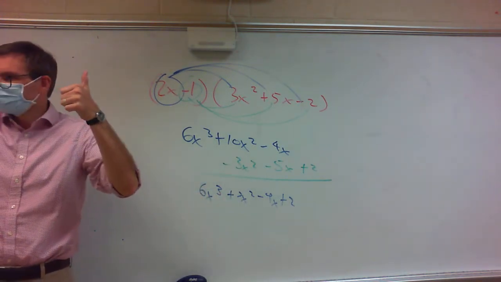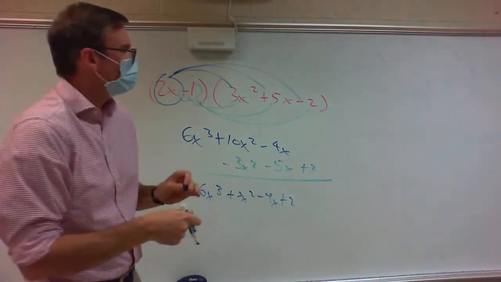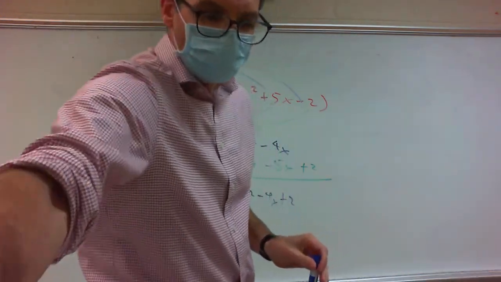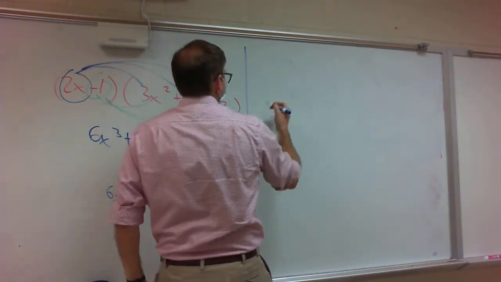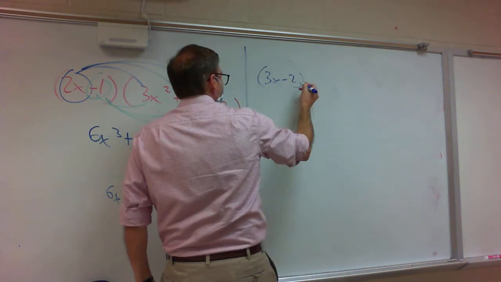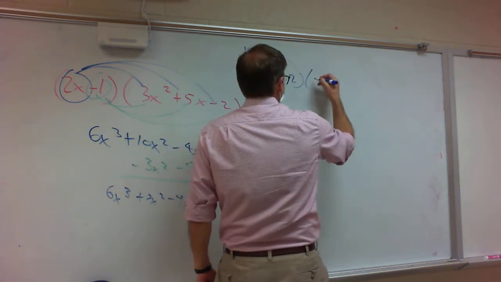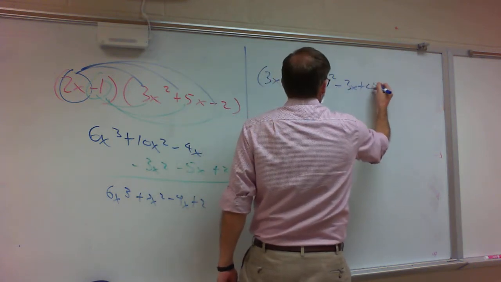Y'all done these before? Okay. All right, good. Your turn. And so I want you to do, let's see, let's give you 3x minus 2 times 2x squared minus 3x plus 4.